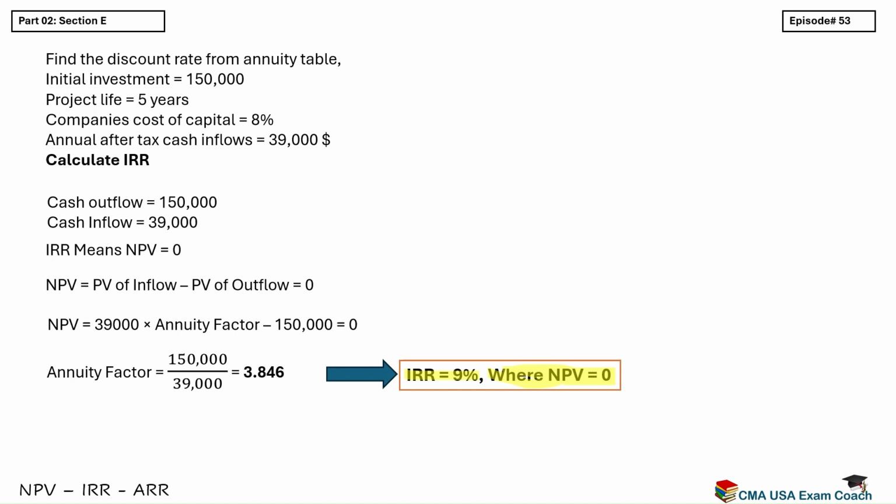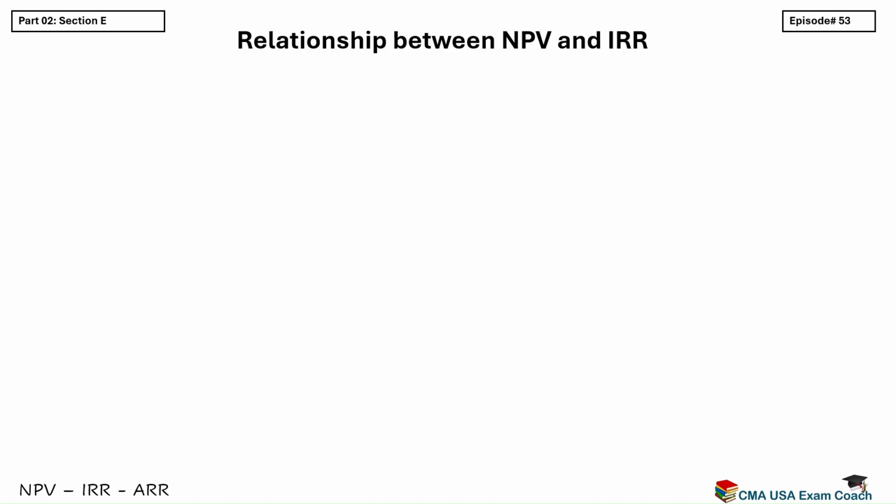This example shows how we can use the annuity table to simplify IRR calculation, especially when cash inflows are equal each year. It helps us quickly understand the effective rate of return of a project without calculating the exact present value of each inflow individually.